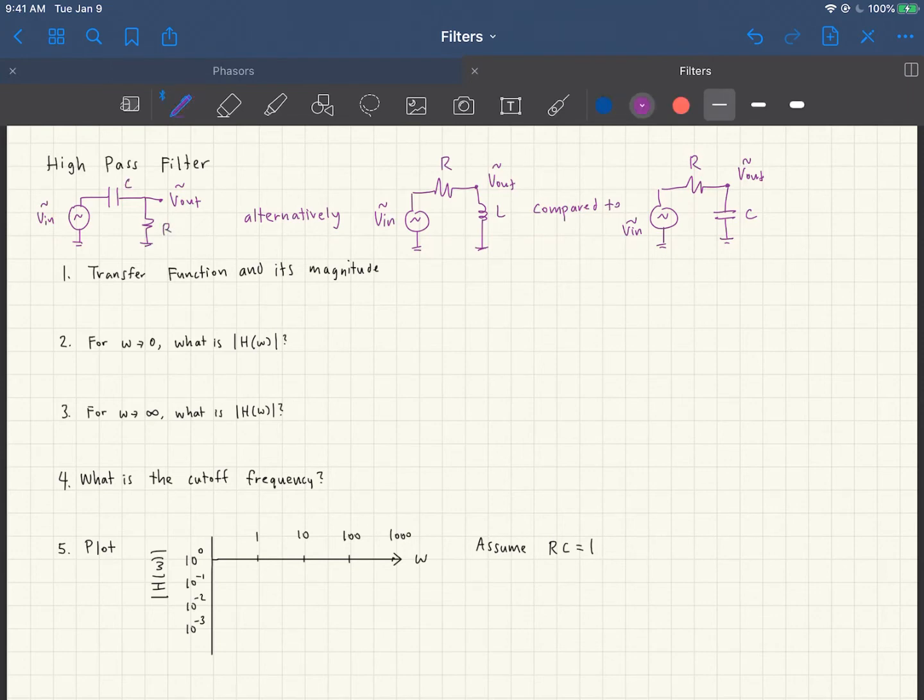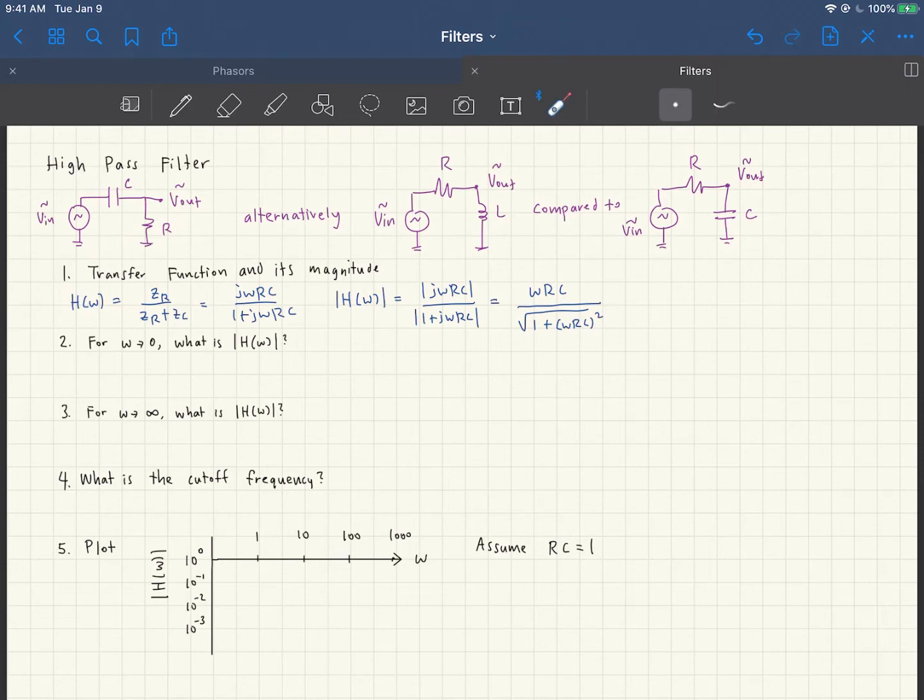The first thing we're going to look at is the transfer function and its magnitude. The transfer function H of omega should be equal to ZR over ZR plus ZC, and this will be j omega RC all over 1 plus j omega RC. The magnitude of this transfer function will then be the magnitude of j omega RC all over the magnitude of 1 plus j omega RC, which is equal to omega RC all over the square root of 1 plus omega RC squared.